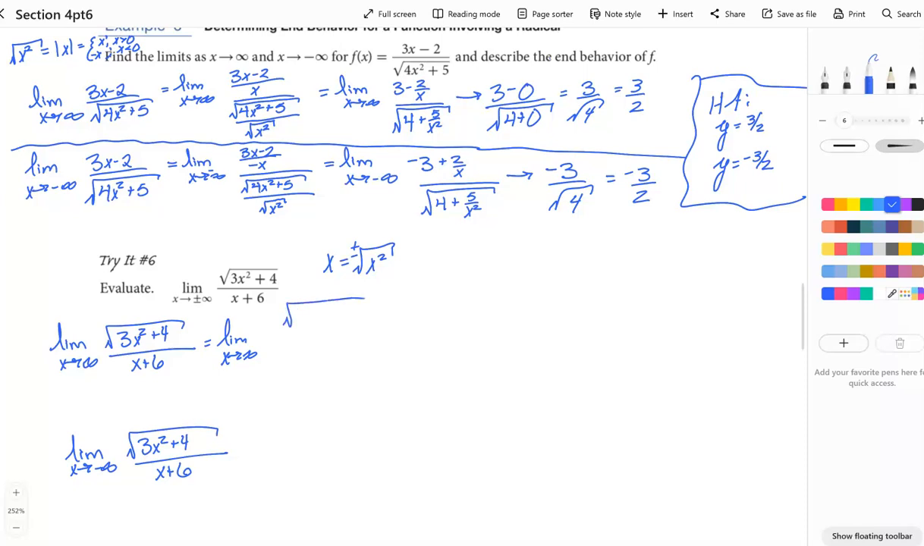So we're going to take that 3x squared plus 4. We're going to divide it by x, which I'm going to write as the square root of x squared. And I'm going to divide that bottom by x.